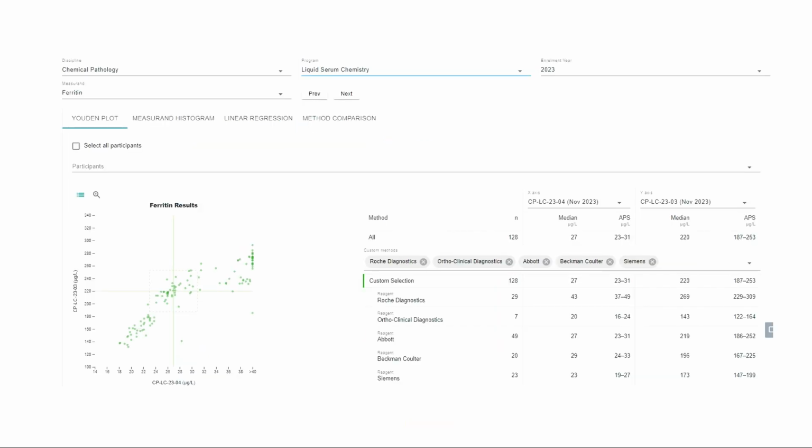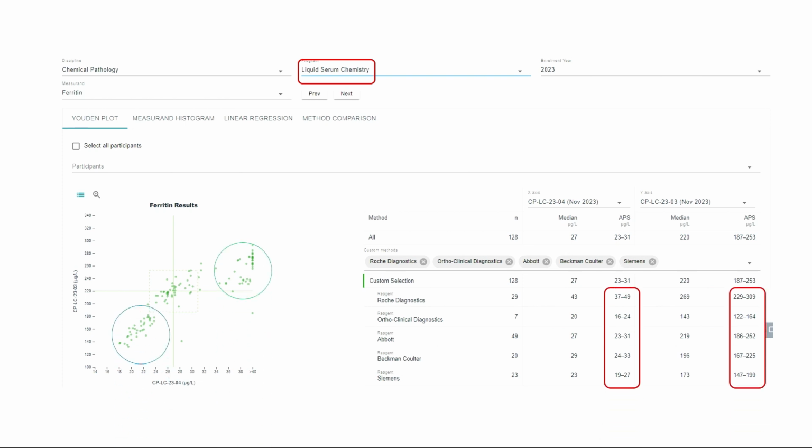Okay? And you'll actually see down here, so it's liquid serum chemistry, you can see the two populations. And you can see here the results on these two samples down there on the right-hand side. And if you look at the Roche method for the low sort of ferritin level, the Roche values go from 37 to 49. The ortho values go from 16 to 24. So they don't even overlap. And you can see there's a big spread of results based on the methods. Okay? So same measure and different method, completely different results.